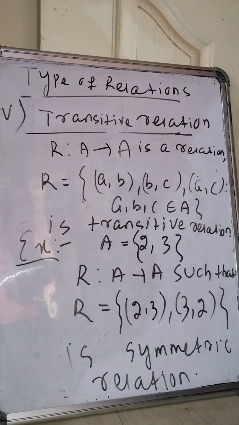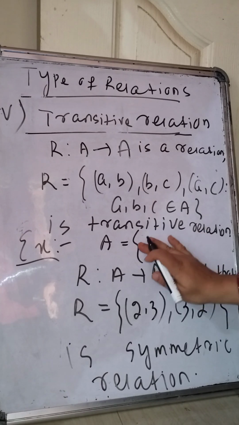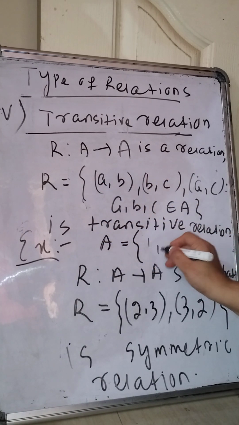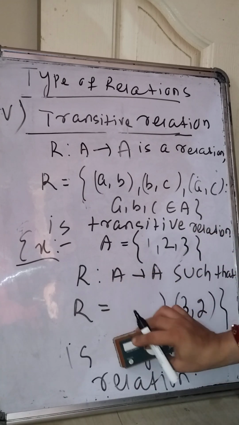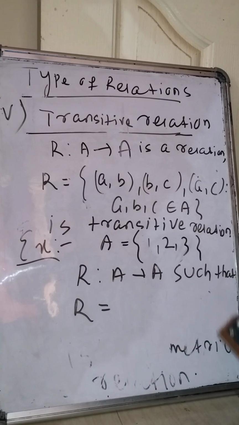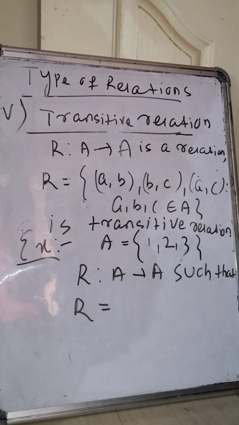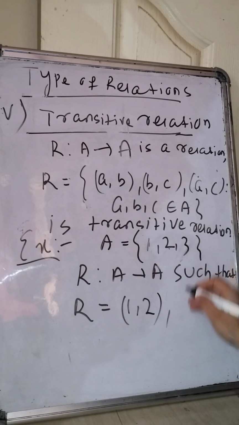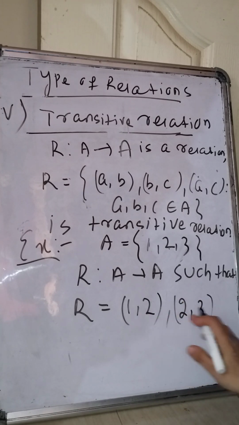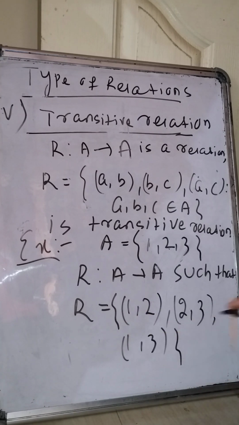For example, if we are considering a set A of elements, minimum 3 elements you have to consider: A, B, C. Suppose we are considering elements 1, 2, 3. Then R from A to A such that, which type of ordered pair will it take? If we are considering the ordered pair (1, 2), then (2, 3), then (1, 3), then this relation is called a transitive relation.